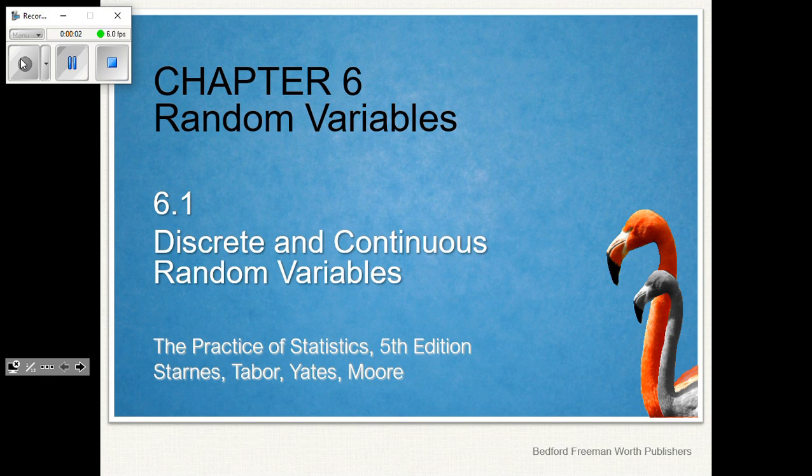Howdy. Let's look at the first section in Chapter 6 of The Practice of Statistics. This is a unit on random variables, covering both discrete and continuous random variables. So let's see what this is all about.